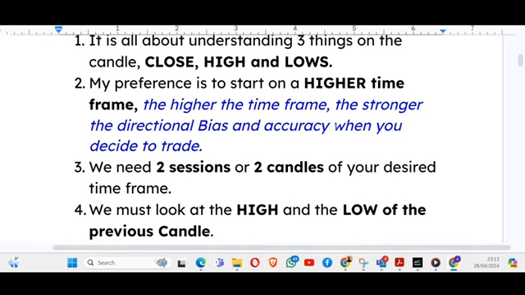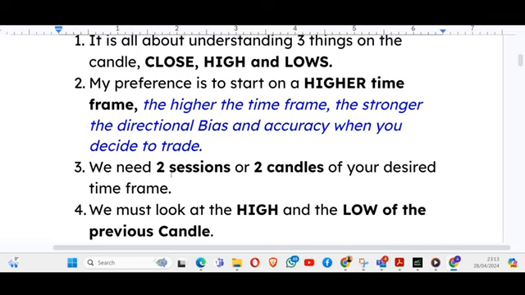Now what we then need to do is observe two sessions or two candles of your desired time frame. But bear in mind, I said higher time frame, and when I'm talking about higher time frame, I'm talking about monthly, weeklies. The lowest I would ever go is daily. The moment you go lower than the daily, it becomes less accurate for you, and you're less on the direction of the banks. Trading with the banks is the best thing, and there are some things I will show you later as the series goes on.